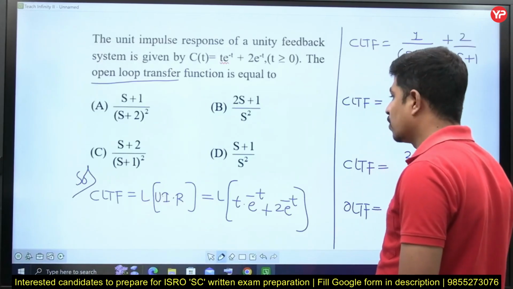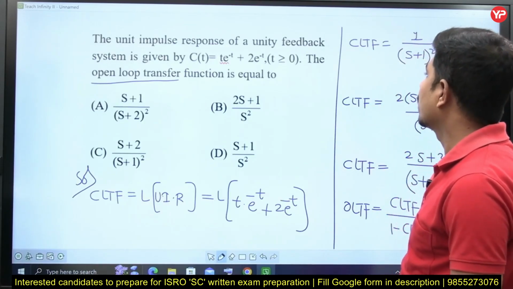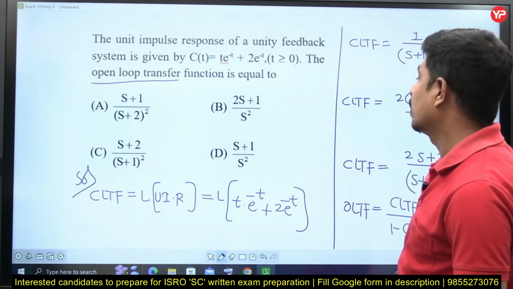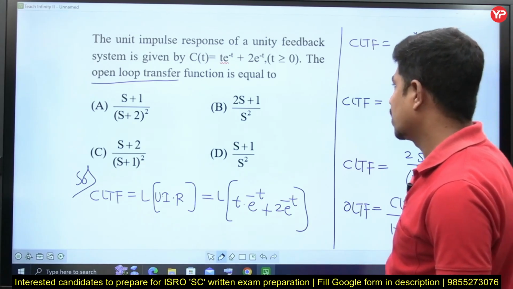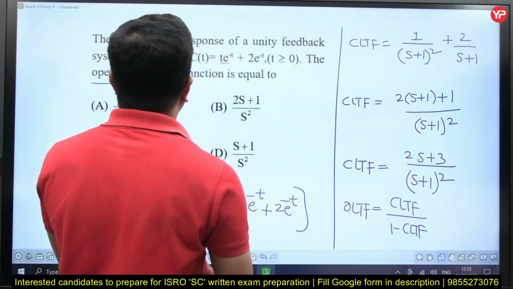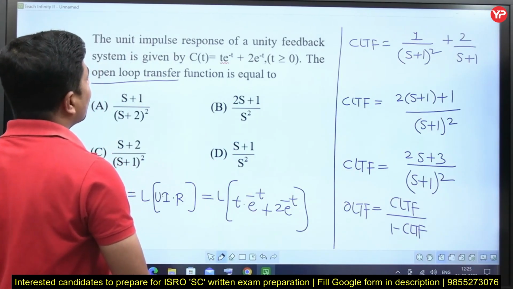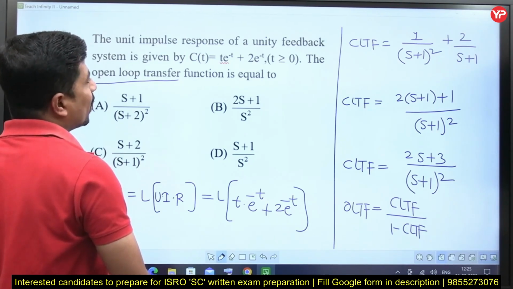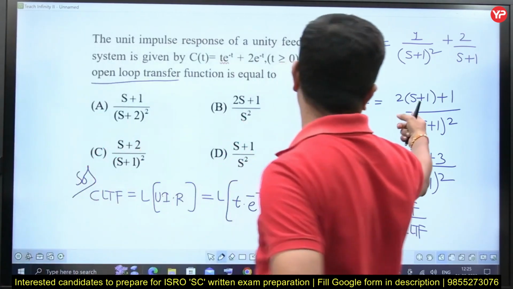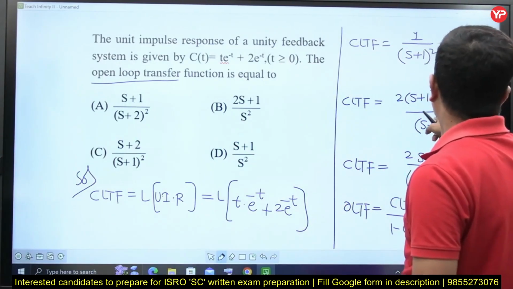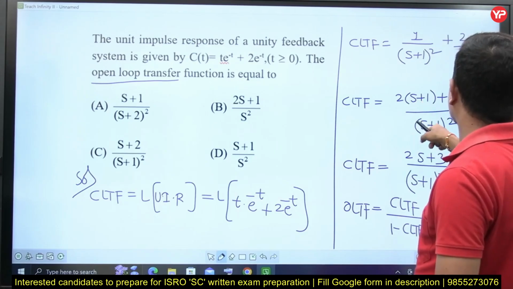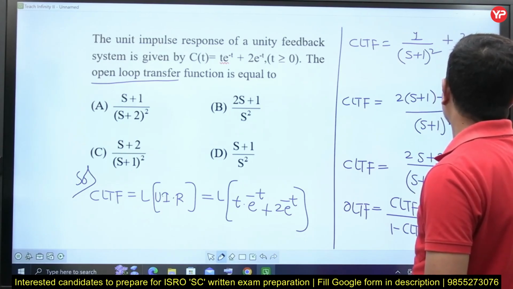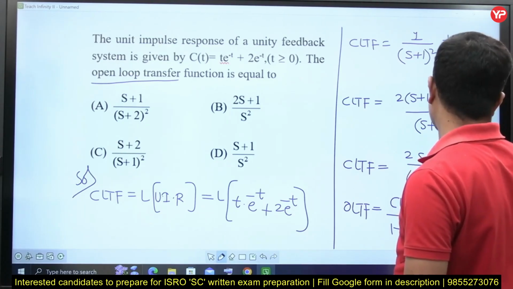Let's see whether that is there in the options or not. No, it is not there in the options. So we committed some mistake somewhere. We have to check what that is. We might have committed some calculation mistake. So the unit impulse response of a unit negative feedback system is given by t into e power minus t plus 2 into e power minus t. This is 1 by s plus 1 whole square, 2 by s plus 1. Is this calculation correct or not? 2 by s plus 1 plus 1 by s plus 1 whole square. So CLTF is equal to 2s plus 2 plus 1, so 2s plus 3 by s plus 1 whole square.